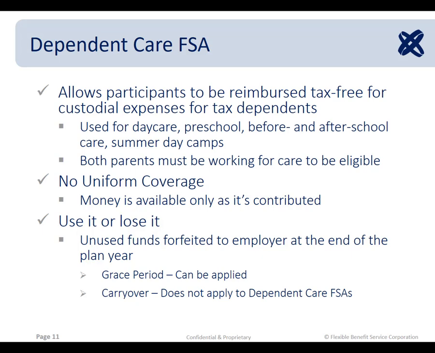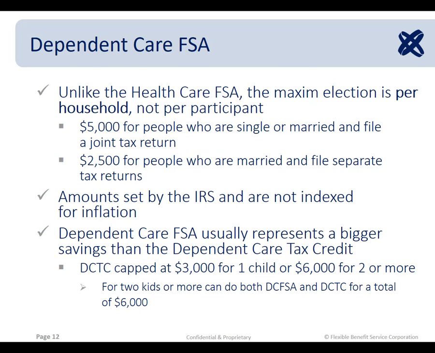Employers can apply the grace period to this benefit, but the carryover provision does not apply to the Dependent Care FSA. The maximum election for this plan works differently as well. For dependent care, the maximum is per household, not per participant. So it works out to be $5,000 for people who are either single or married and file a joint tax return, and $2,500 each for married couples that file separate returns. These amounts are also set by the IRS, but they are not indexed for inflation.